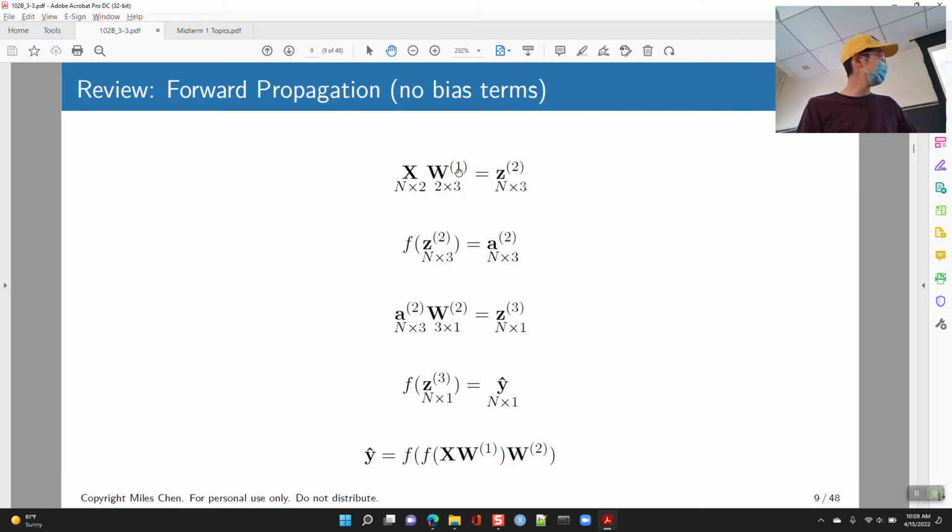Okay, so here we do X times W, and if we did not apply an activation function, it would just be X times W1 times W2. But this activation function will transform the outputs of X times W1 to something a little bit different. That output gets multiplied by W2, and then we apply an activation function there as well, and we get Y hat.